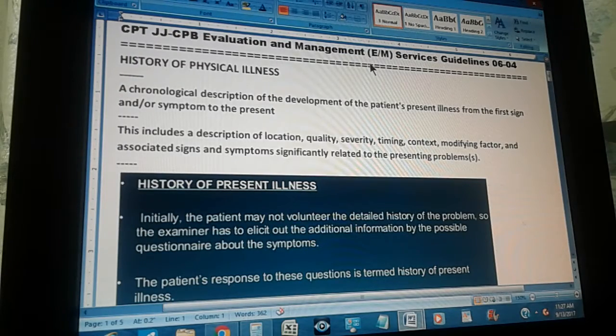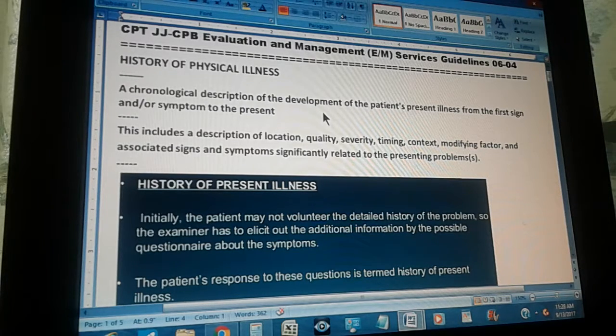CPT JJ-CPB, Evaluation and Management, E&M, Services Guidelines, page 6, part 4. We're talking about the history of physical illness, the history of the disease. What is that? A chronological description. Chronological means in order by time: the oldest one first, and then as time progresses, you just keep describing and describing.